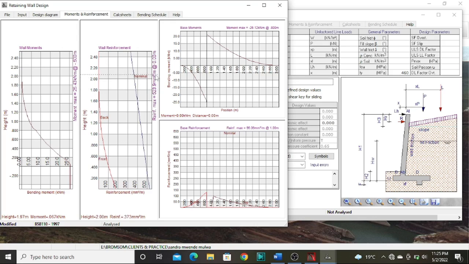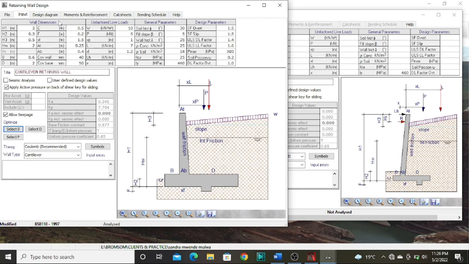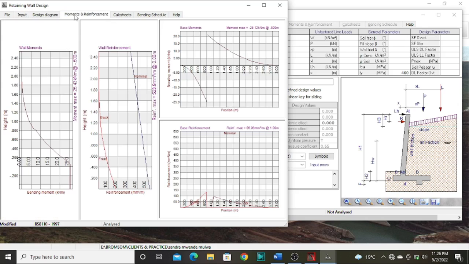It shows you the required maximum wall reinforcement. The base moments are given in this section. These are moments for your walls, and these are moments for your base, and it will also give you the required reinforcement and the maximum moment. All these are dependent on the values that you had entered at this section.